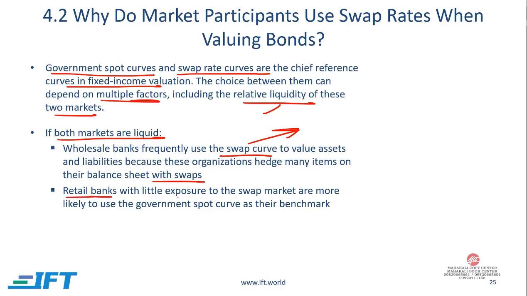Retail banks, which have little exposure to the swap market, are more likely to use the government spot curve as their benchmark. So these retail banks will look at the spot rates associated with government securities.